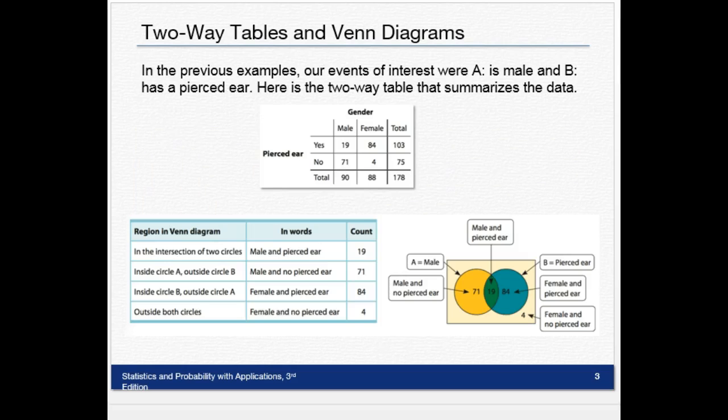In the previous examples, our events of interest were A is male and B has a pierced ear. Here's the two-way table that summarizes that data, the same table we used before. But now, look at the Venn diagram that we've created. The intersection of two circles means that they're male and they have pierced ears, and that's where that 19 came from right there. So at the intersection, that's where the 19 is.